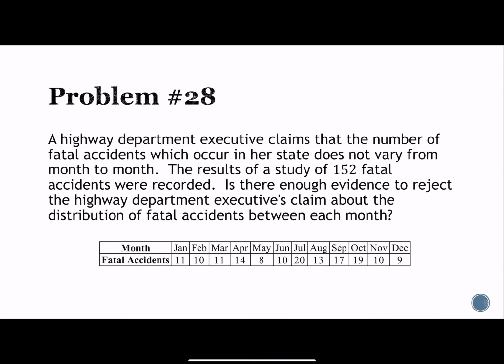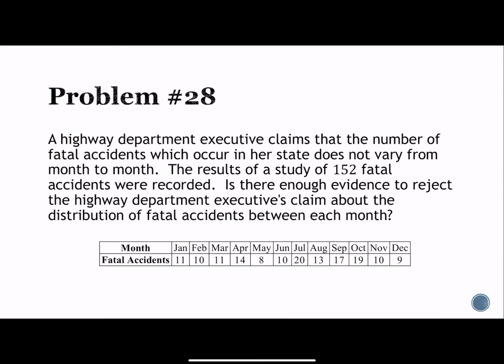The results of the study of 152 fatal accidents are recorded. So what we've got in front of us, guys, is a frequency distribution. Okay? It says, is there enough evidence? That's suggesting to me we've got a hypothesis test. Now the question is which section?